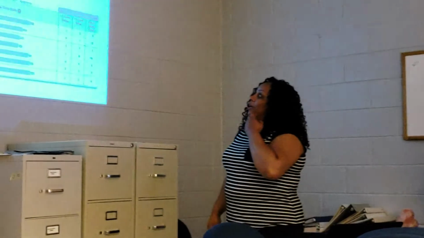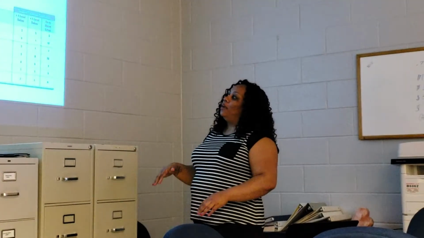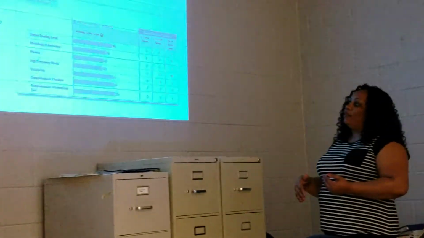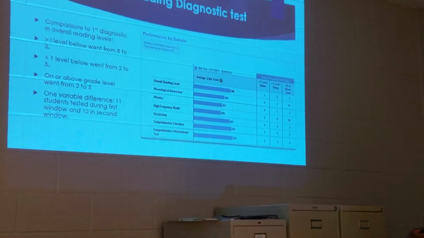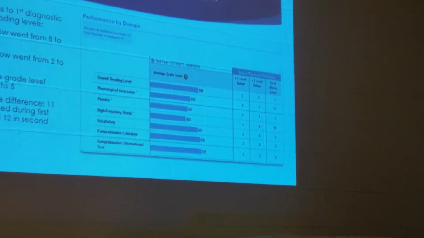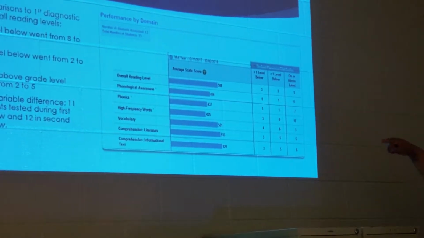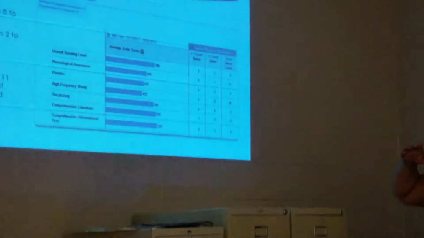Okay, here's the same documentation for the reading diagnostic. So we went from 8 students that were greater than 1 level below to 3. We went from 2 that were less than 1 level below to 5. And then for on level or above, we went from 2 to 5. So again, you can see that the students have made gains from the fall to the winter.